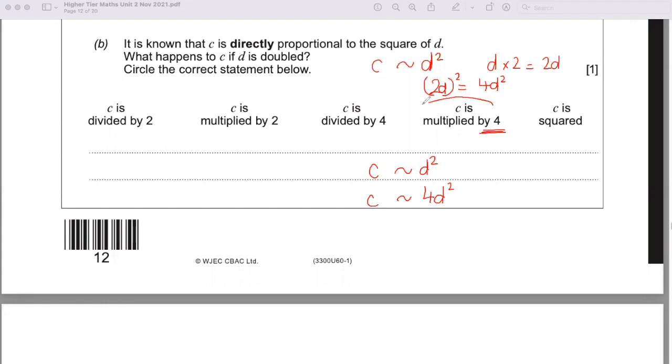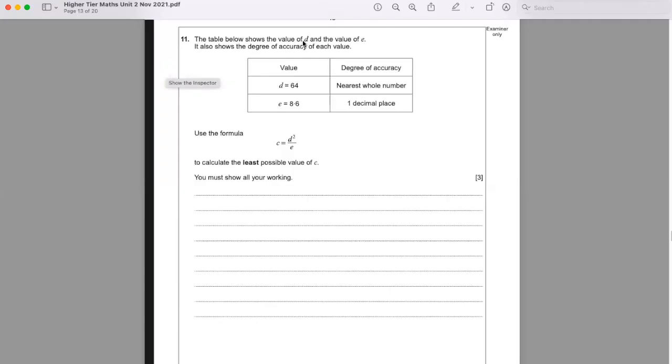So it would be just this one here. It can't be multiplied by 2, which a lot of people are probably going to do. It can't be divided, because unless it's inversely proportional, that's when you divide. And also it's not going to be squared.